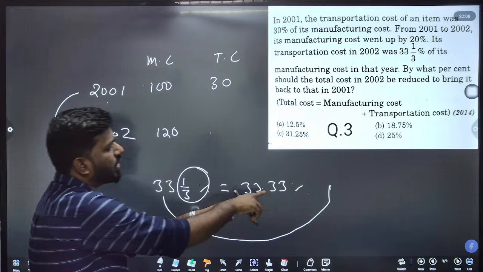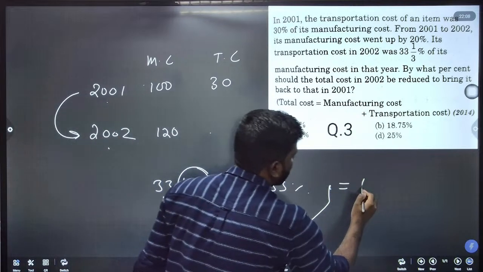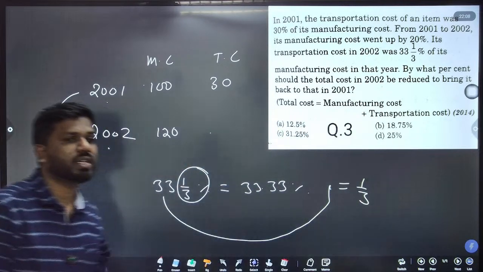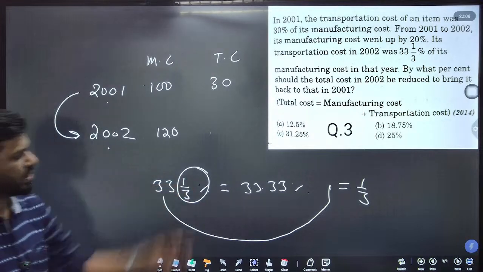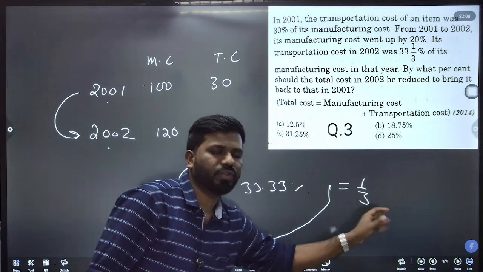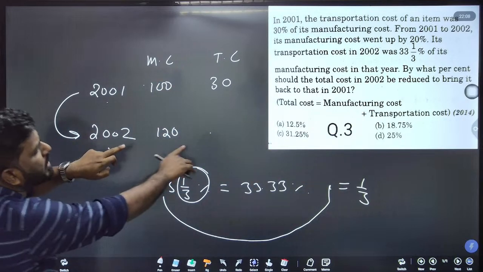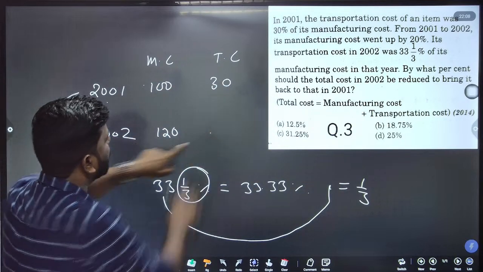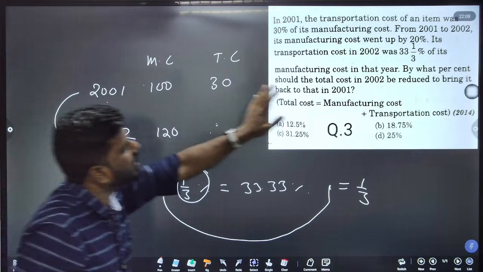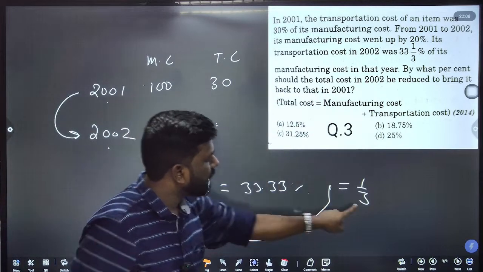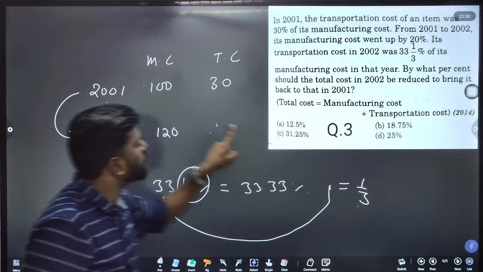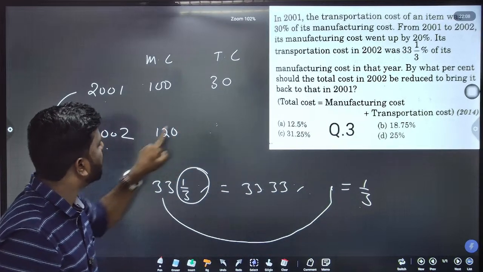Now 33.33% is given as 1 by 3. Instead of using 33.33%, what I'm going to use is 1 by 3, which will be much easier to use. It has been said that the transportation cost in 2002 was 33.33%, which I will say is 1 by 3, so it is 1/3 of its manufacturing cost.